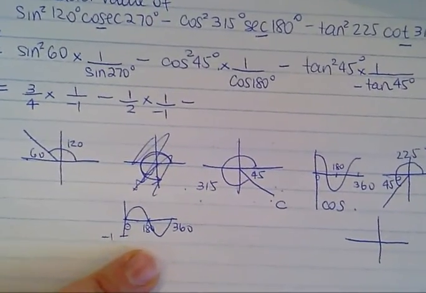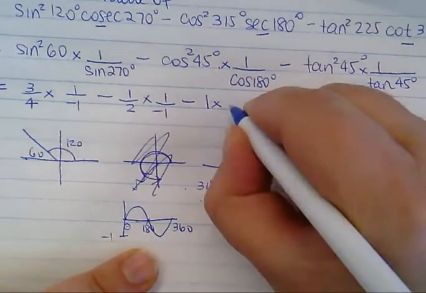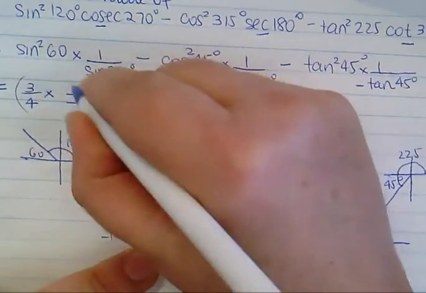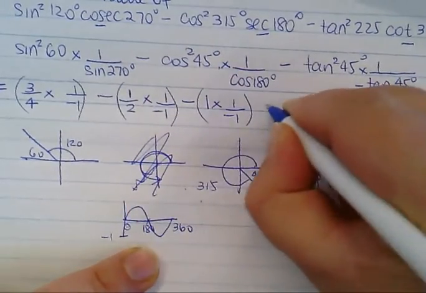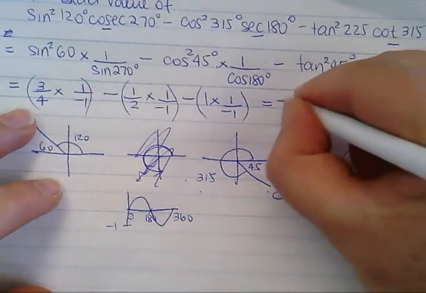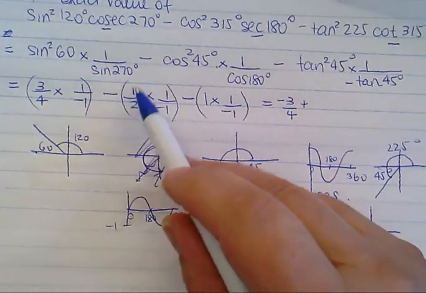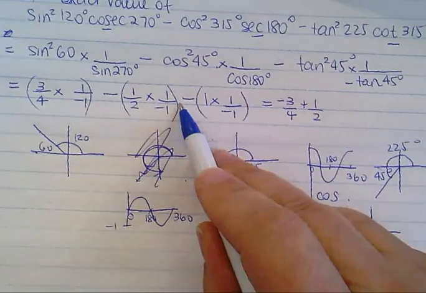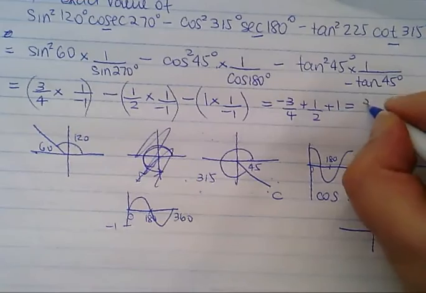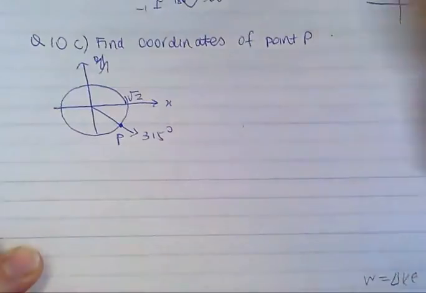Minus tan squared 45. What's the tan of 45? 1. So that's 1 squared. Times 1 over negative tan 45, which is -1. Let me put them in brackets so you don't mess it up. So isn't that just -3/4? What do we got? -3/4 plus, so it's minus -1/2, which is plus 1/2, minus -1, which is plus 1. 1 1/2 minus 3/4, that looks to be 3/4.